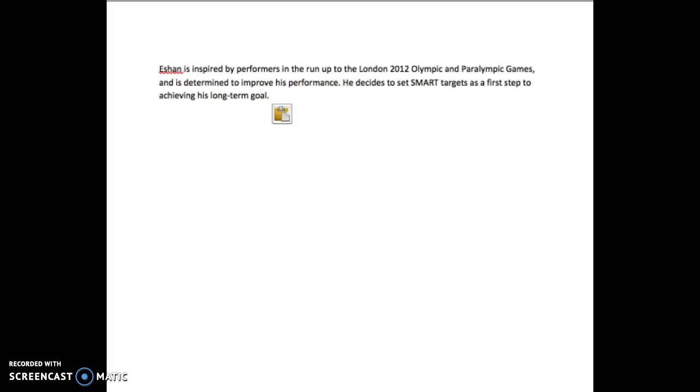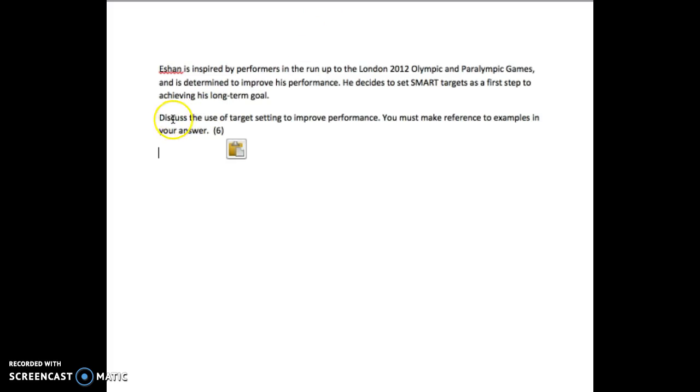and is determined to improve his performance. He decides to set SMART targets as a first step to achieving his long-term goal. But then there's a second part of the question where the command word exists. And remember, we need to find that command word first. So there it is, and it's discuss.